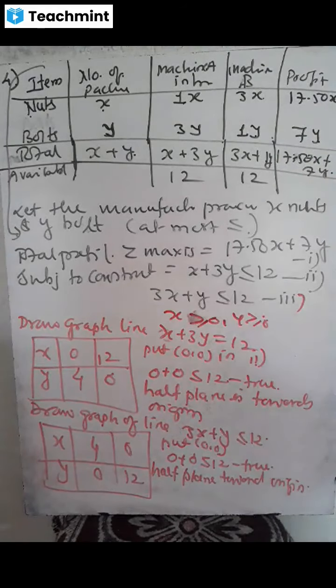It takes 3 hours on machine A and 1 hour on machine B for a bolt. So bolt is given by y, so 3y and 1y we have written. Then they are earning the profit of ₹17.50 for a package of nuts and ₹7 for bolts. How many packages of each should be produced a day so that it will give a maximum profit?